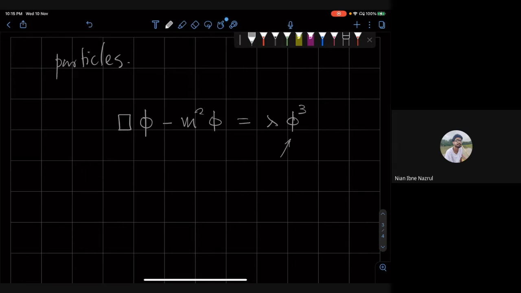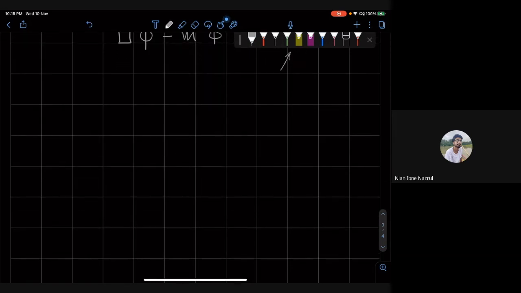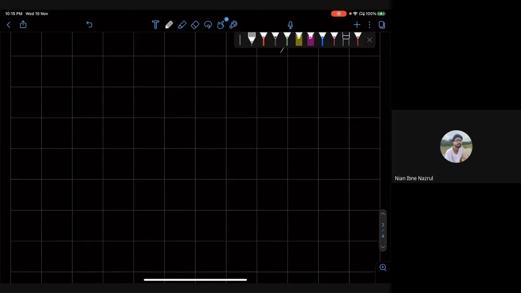Okay, in that case, let's continue with our exposition of Fourier analysis. So in the last lecture, we derived the Parseval formula.